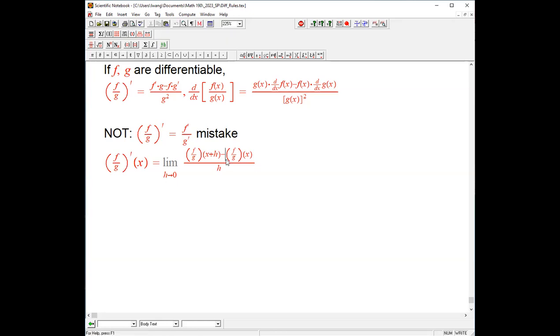All right, so what is f divided by g of x? Notation. We have f of x divided by g of x. That's what it means. How about the latter one? The latter one is defined as f of x plus h divided by g of x plus h.